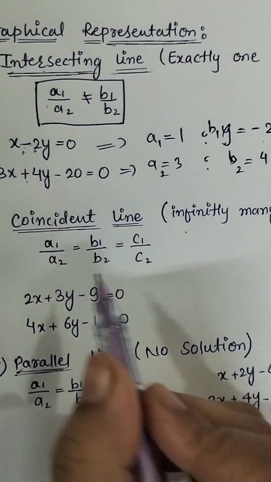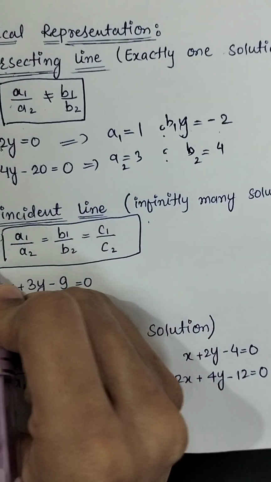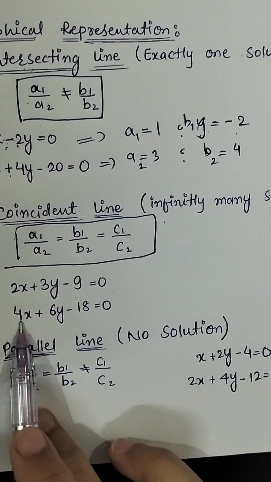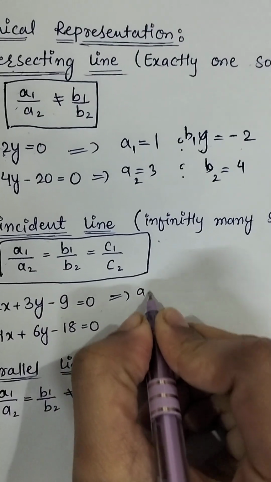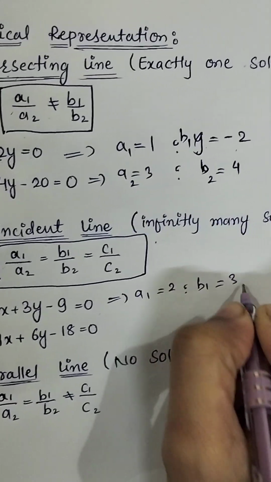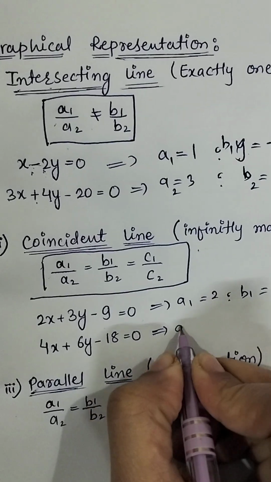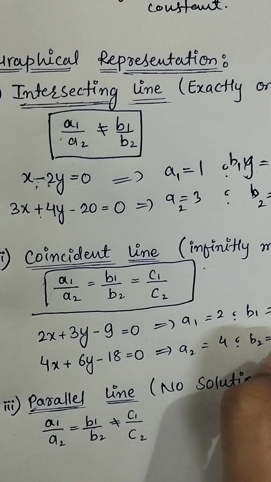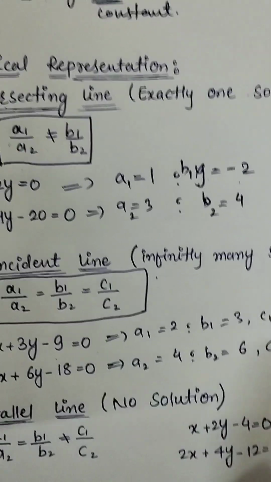For example, the condition which is satisfied is a1 by a2 is equal to b1 by b2 is equal to c1 by c2. Here 2x plus 3y minus 9 equal to 0, and 4x plus 6y minus 18 equal to 0. Now a1 is 2, b1 is 3, c1 is minus 9. Now a2 is 4, the coefficient of x. b2 is 6, the coefficient of y. And c2 is minus 18.